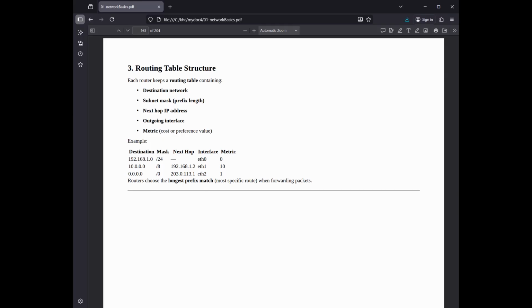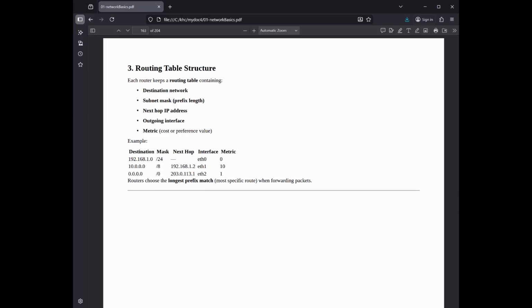Step 3, metric, tiebreaker for same protocol. If multiple paths to the same destination are learned via the same protocol, the router uses a metric to find the most efficient route. Lower metrics are preferred. Different protocols use different measurements. RIP uses hop count, number of routers. OSPF uses cost, primarily based on interface bandwidth. EIGRP uses a complex formula involving bandwidth, delay, reliability, and load.